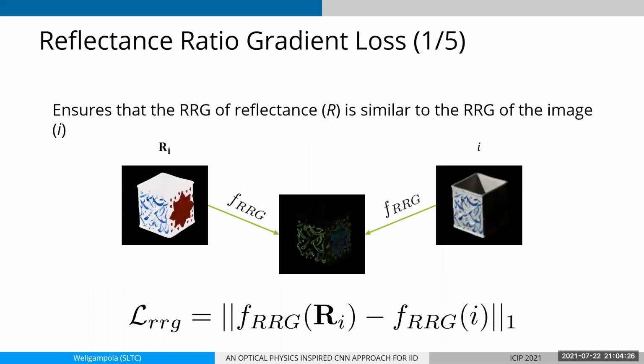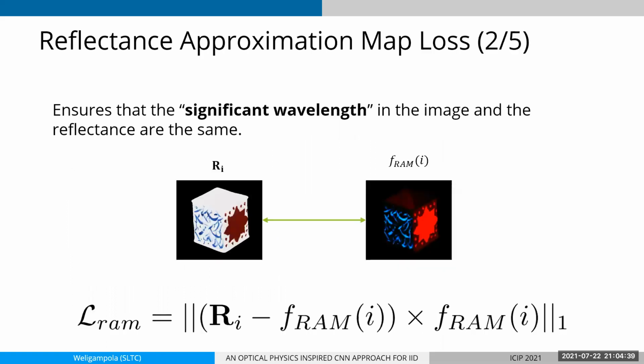The first component is the RRG loss. You may recall that the RRG of the image should be equal to the RRG of reflectance as shown in this figure. So this component ensures that by taking the absolute difference between these 2 RRG values.